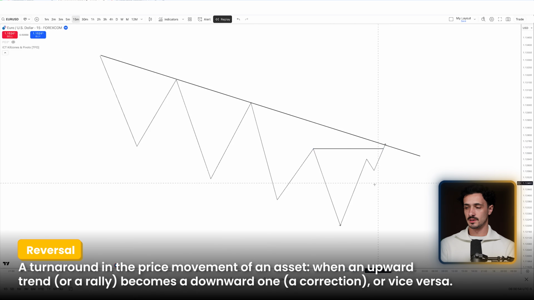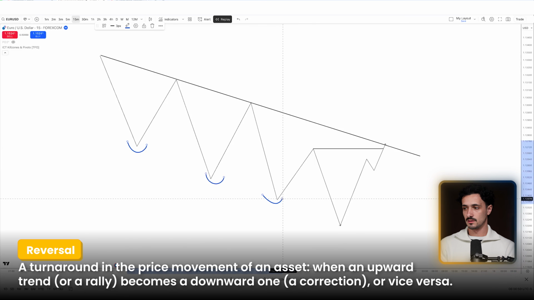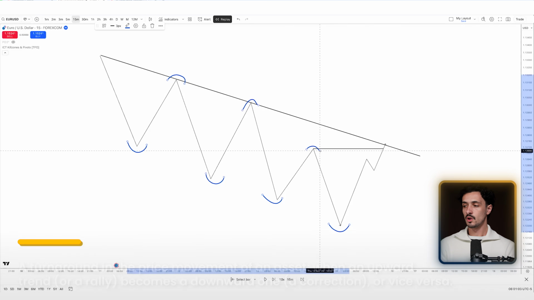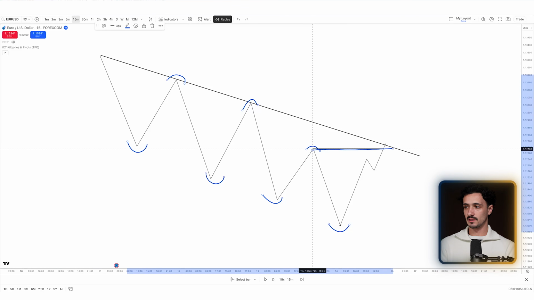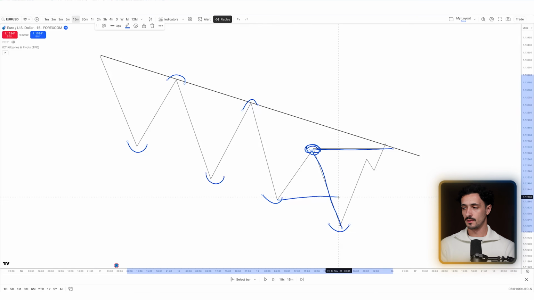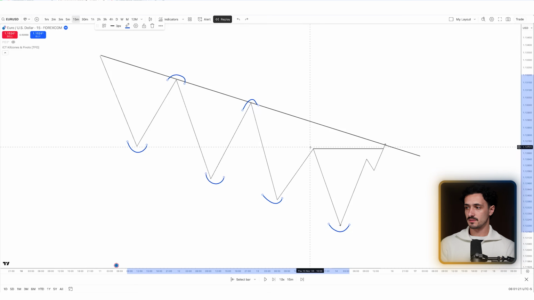A reversal is, in its simplest form, when we're getting these lower lows like this, we're bearish, we're getting lower highs. When we get a higher high, meaning we take out the high that put in the most recent low, that is what we call a change of character. A change of character simply means that we are shifting from being bearish to bullish, or shifting from being bullish to bearish. This for us is a change of character.